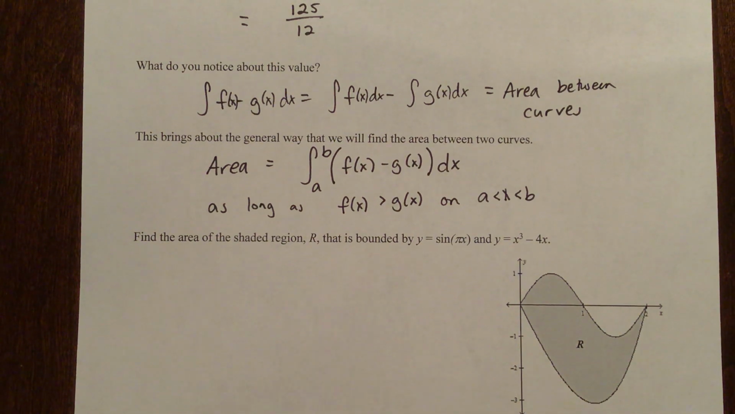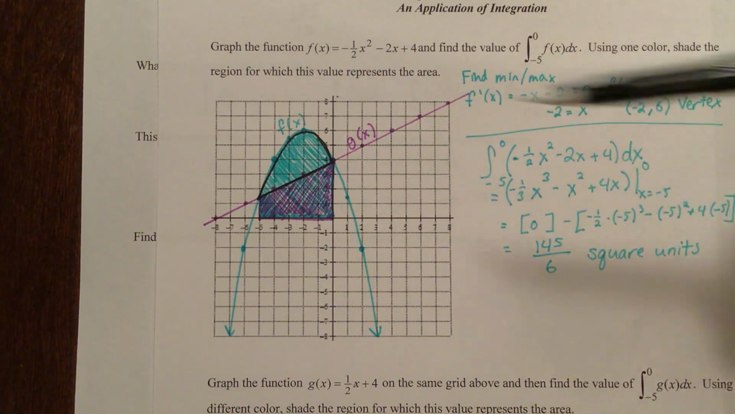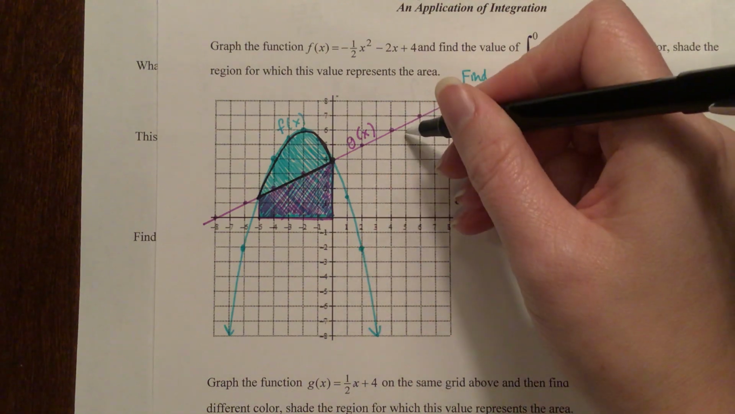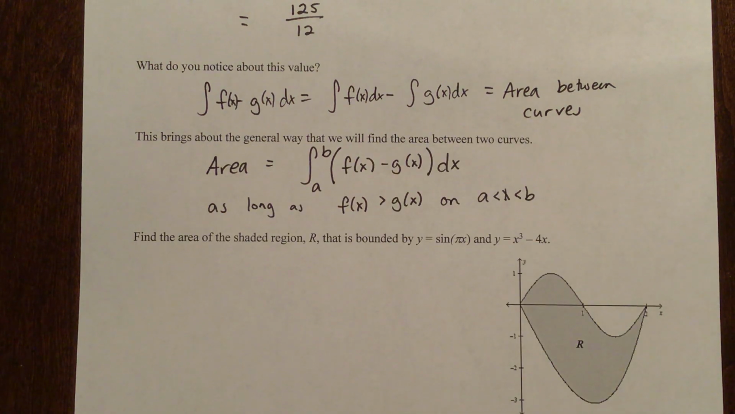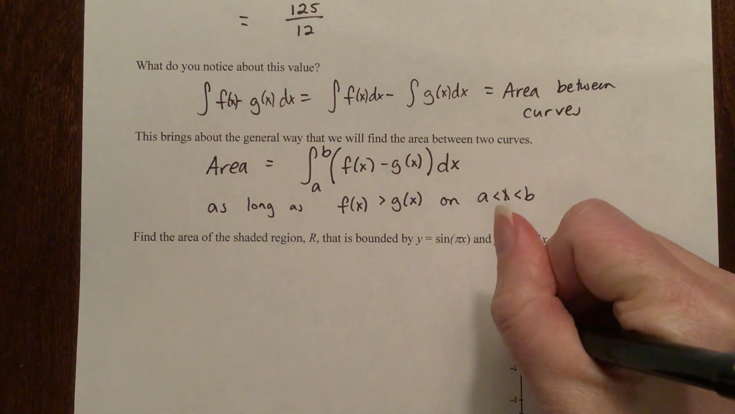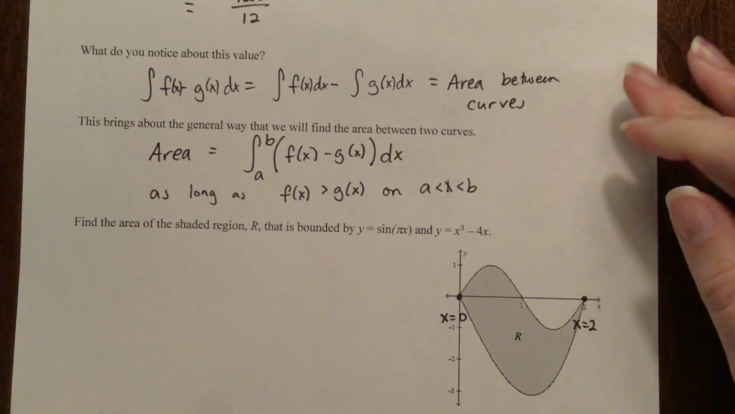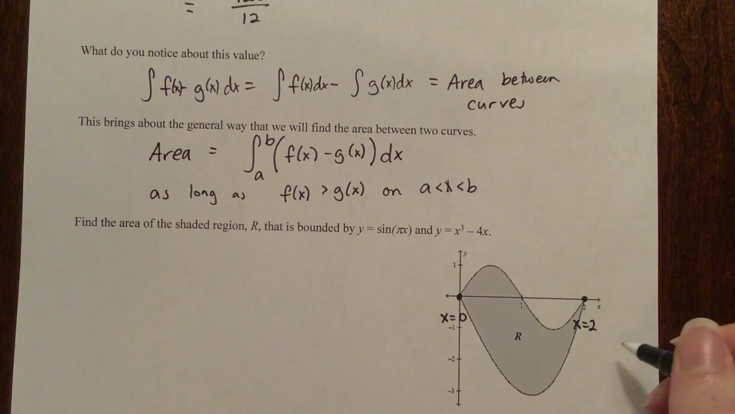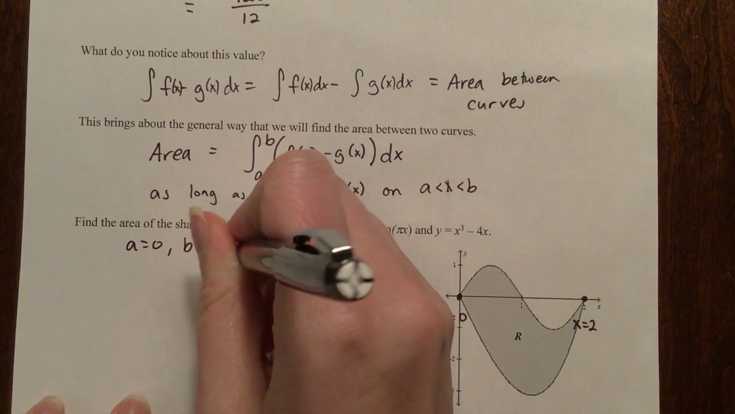You might notice that on this graph, we did not find this area. That's because it's not bounded. There's no other coloring book edges to that shape, so we can't really do anything with it. All right, so we are going from this point right here where x equals 0 to this point over here where x equals 2. So it looks like a equals 0 and b equals 2. There are points of intersection.